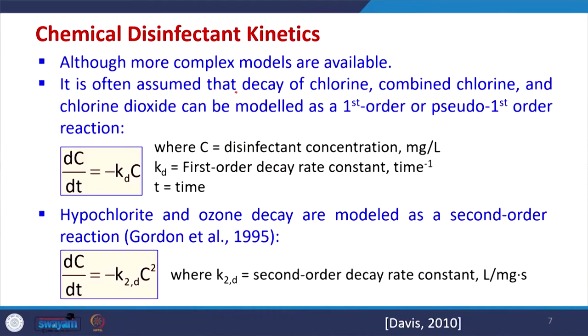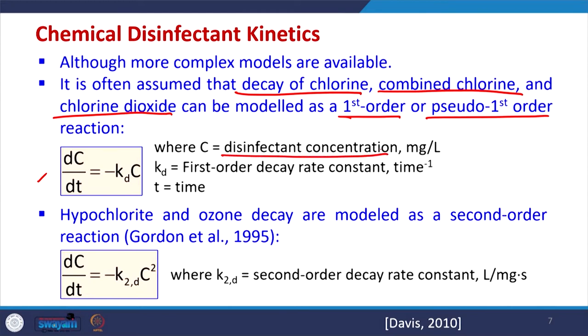Now we'll go further and we'll try to study the chemical disinfection kinetics and try to understand the kinetics. So many complex models are available, but we'll be concentrating only on simple models, like the decay of chlorine, combined chlorine and chlorine dioxide. Any of these can be modeled by a simple first order or pseudo first order reaction which is given here. In this case we assume that dC/dt is proportional to C, or minus dC/dt is proportional to C, where C is the disinfectant concentration and kd is the first order decay rate constant.